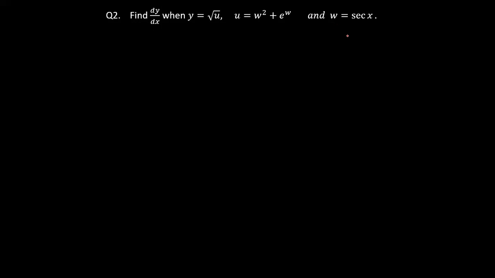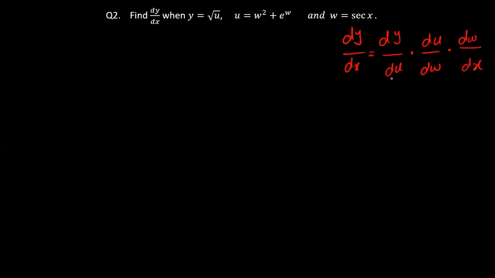Let's write it down. What was the chain rule? It was dy by dx equal to dy by du, because y is a function of u, so we will differentiate y with respect to u, and then du by dw, because u is a function of w, and then dw by dx. Okay, so let's start.